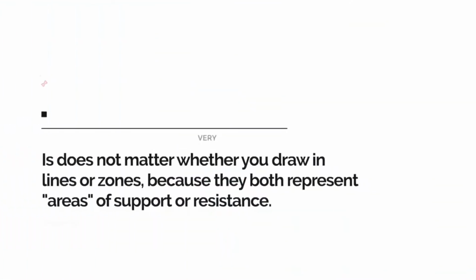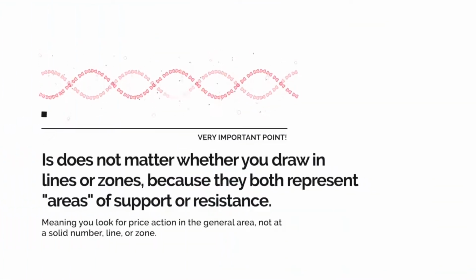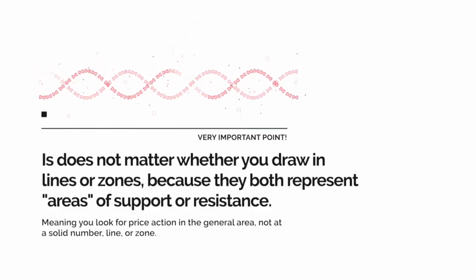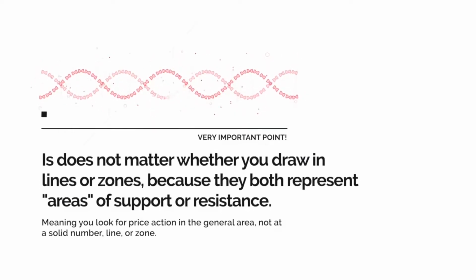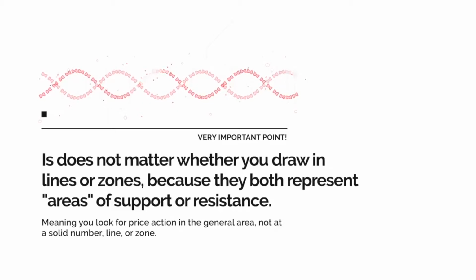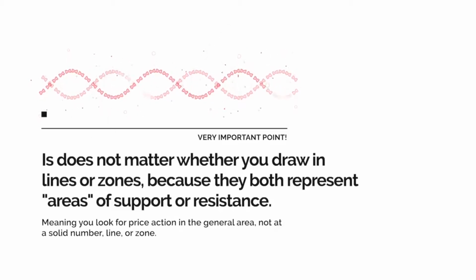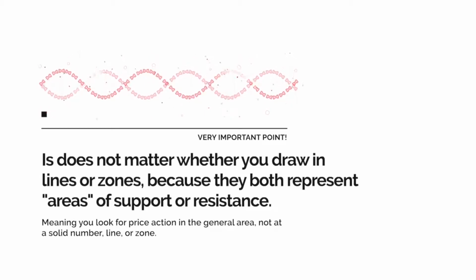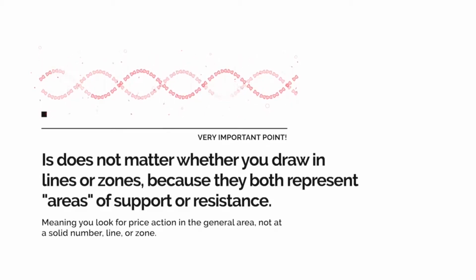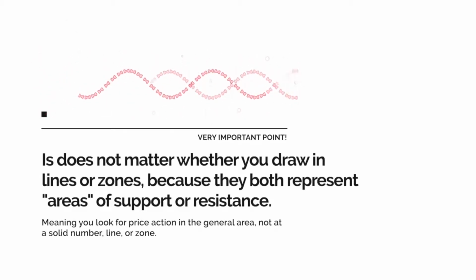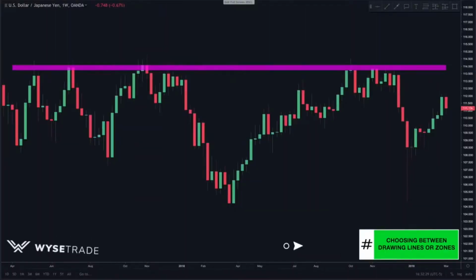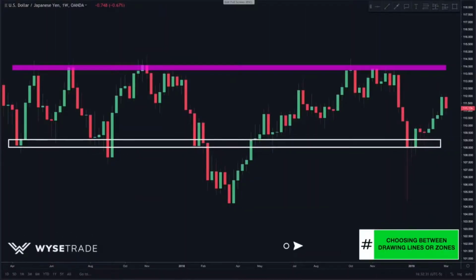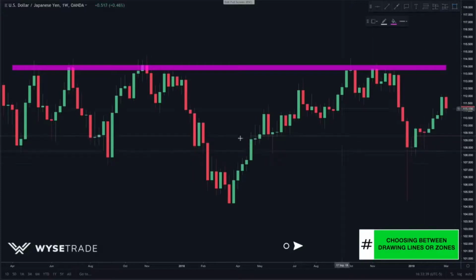Now, here's the most important point, and make sure you remember this. It doesn't matter whether you draw in lines or zones. Either one works, because you still treat these lines and zones of support and resistance as areas, meaning you are looking for price action to occur in the general area, not at a solid number, line, or zone. So moving on down, we spot this level here and we draw in a zone like this.